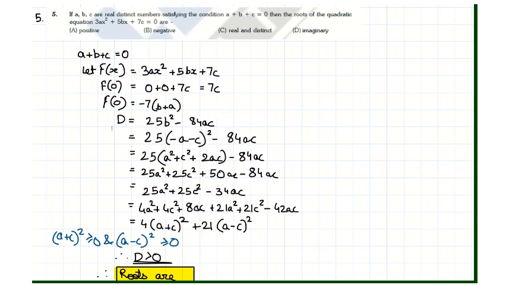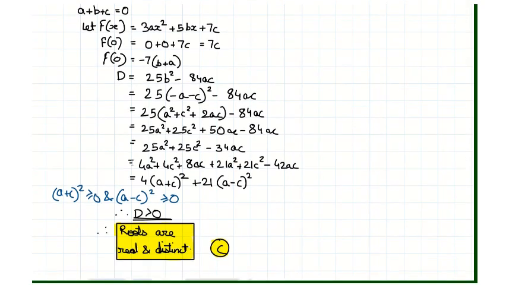The discriminant is 5b whole square minus 3a times 7c times 4. Discriminant equal to 25b square minus 84ac. From a plus b plus c equal to 0, we can substitute b equal to minus a minus c, due to which we get discriminant is 25a square plus 25c square plus 50ac minus 84ac. This turns out to be 25a square plus 25c square minus 34ac.